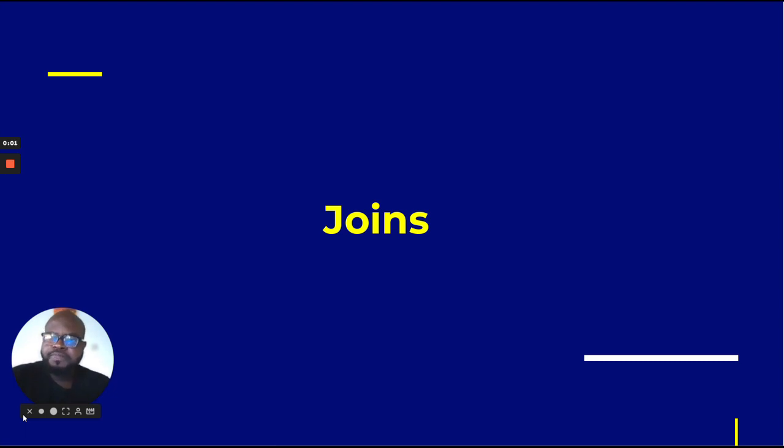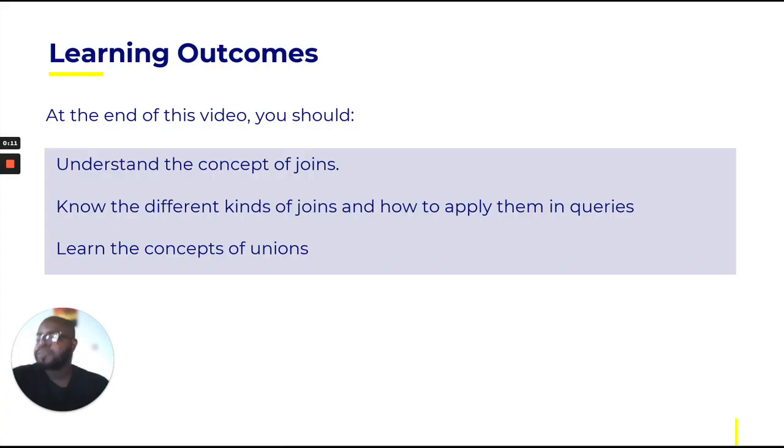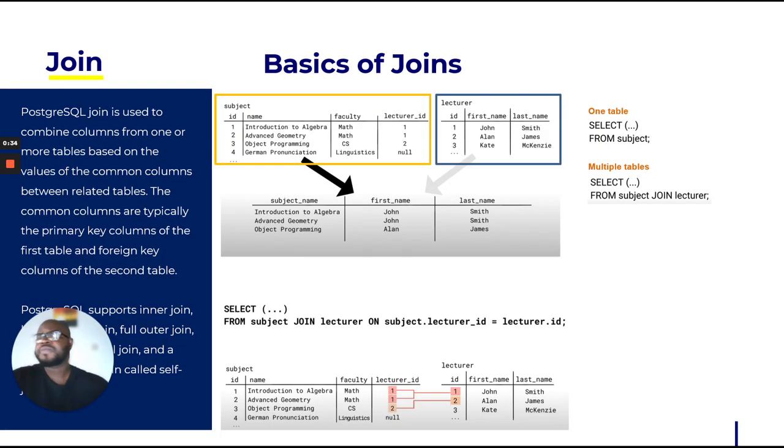Hello and welcome. In this video, we are going to be talking about joins, the different types of joins, and how we can use them. At the end of this video, it's expected that we should understand the concept of joins, know the different types of joins, and how we can apply them in queries. And then also, we're going to extend to talking about unions. So we're going to learn about how we use joins and the different types of joins, and then unions as well. So let's jump right into it.